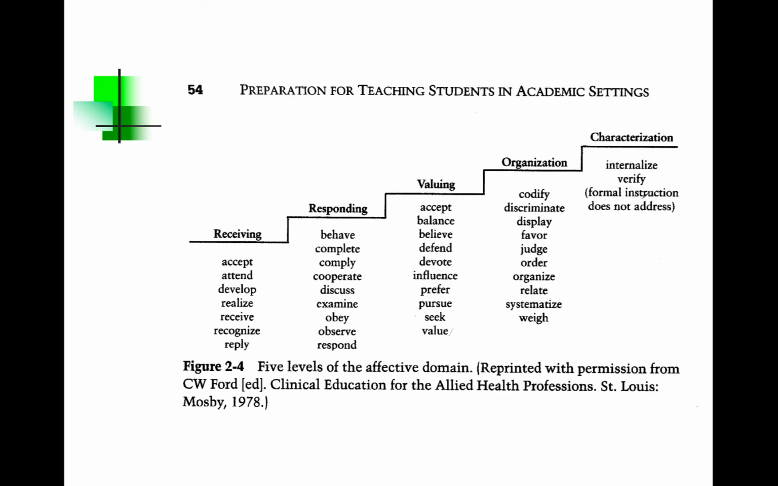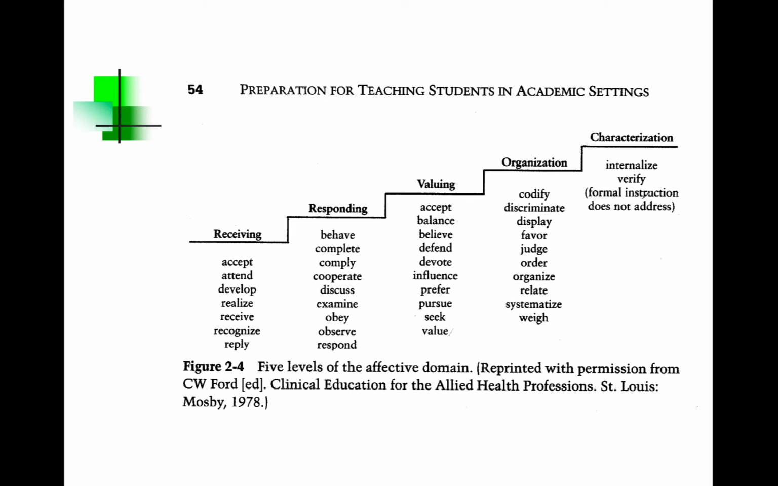So the affective domain is probably one of the hardest to describe and to operationalize, but Bloom describes 5 different levels of the affective domain. These tend to be a little harder to measure, but on the left, the more simple way to describe and objectify the affective domain is the person receiving information. So they accept, they attend, they develop, they realize. Your patient, a goal may be that they will realize the importance of making this behavior change.